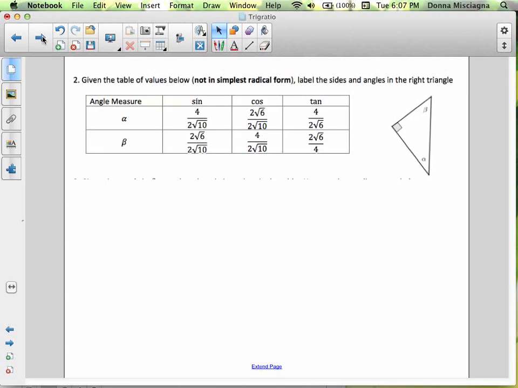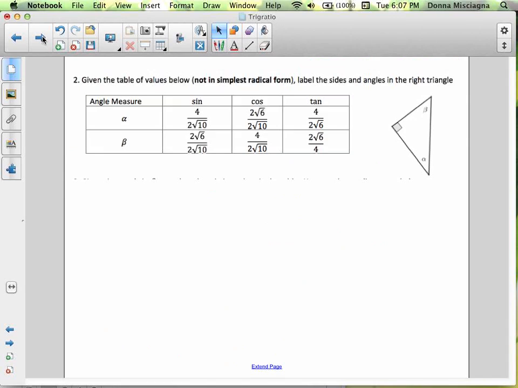All right, so we're going to do something similar, though. We're going to label the triangles. We've got a table of values here, and they are not in simplest radical form. So now this I might do. If I'm going to have a radical, I'm not going to rationalize it. If I'm going to give it to you to be able to figure out sides of a triangle, right? Because if I reduce it and I rationalize it, I'm going to make it too difficult for you. But here, these have not been reduced and they've not been rationalized so that we could easily figure out the sides of our triangle.